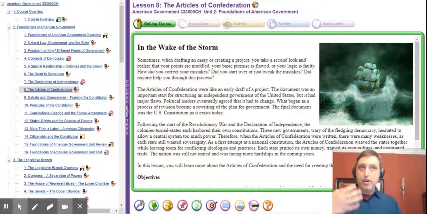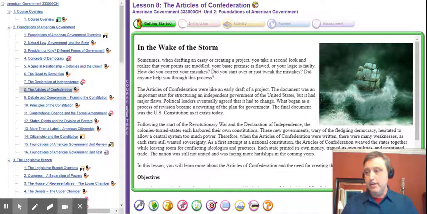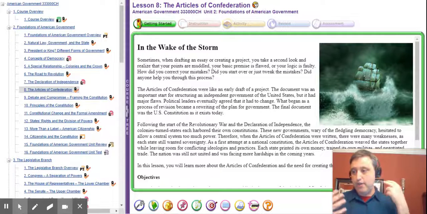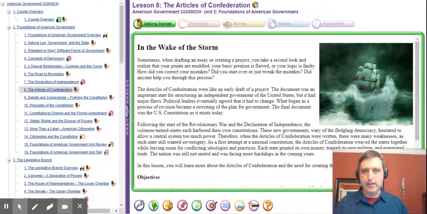And what we're going to find out in today's lesson is that when they create that first government of the United States of America, it had some problems. We're going to talk about that. In fact, the government that they created during the Revolutionary War is not the government that we have today in the United States. And we're going to talk about why that is.